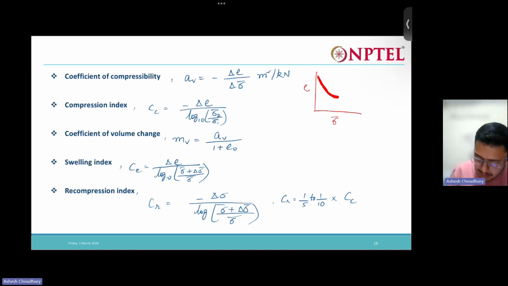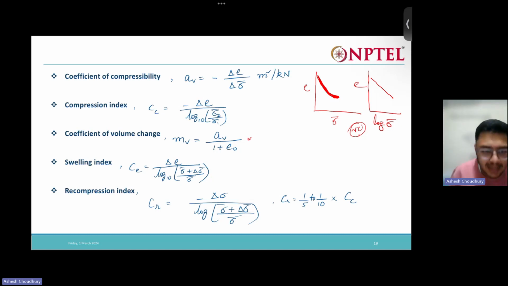The compression index is nothing but the slope of the e versus log of effective stress graph. For normally consolidated soil, it will be something like this. That is known as the compression index. Another term is mv, the coefficient of volume change or coefficient of volume compressibility. This is given by av by 1 plus e naught.